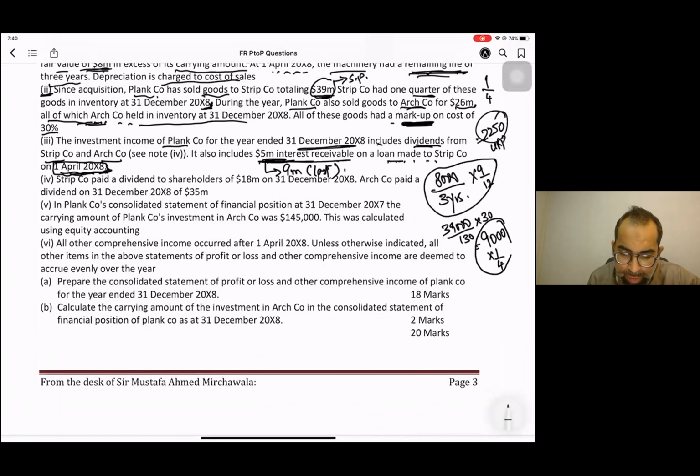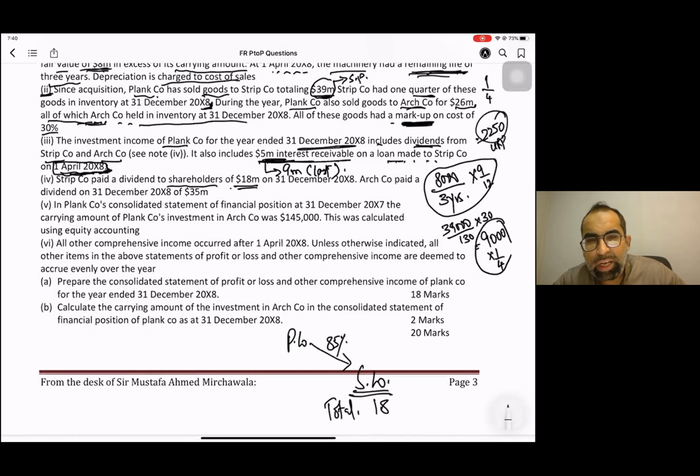Second thing. Now, this investment income includes the dividends. Now, S company paid dividends to shareholders, to all shareholders, of 18 million. This is P, this is S. Our holding is 85%, and S company has given total dividends of 18 million. So can you tell me how many dividends will come to our home? Tell me.